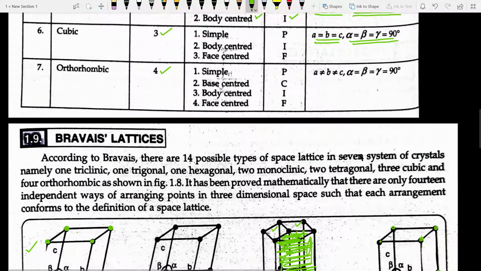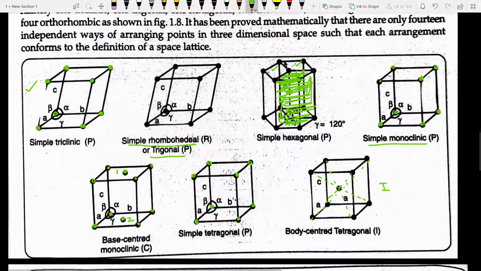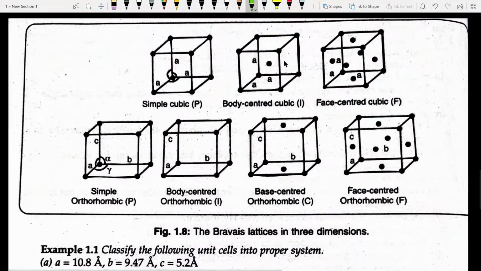Next is cubic structure. These are very common lattices: simple cubic, body centered, face centered. Simple cubic with symbol P, body centered with I, face centered with F. All the three sides are equal, all the three angles are 90 degree. In simple cubic, all the atoms are present at the corners of the cube. In body centered, one additional atom is present at the center of the body.